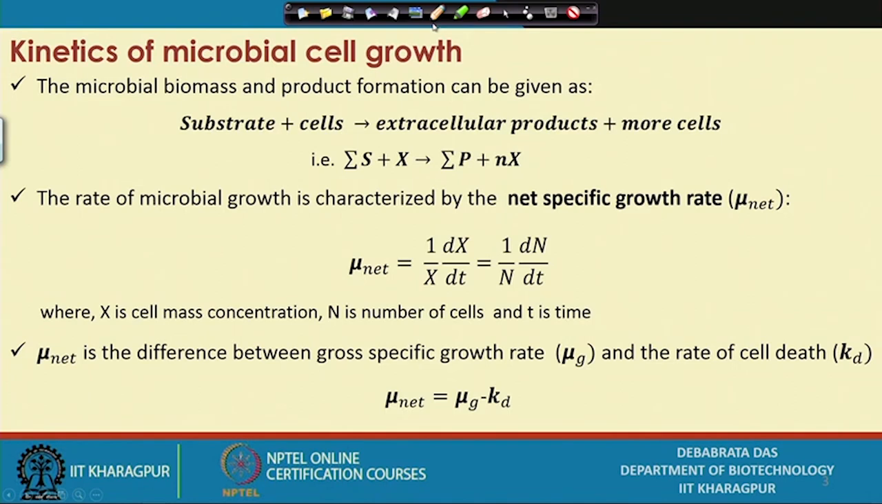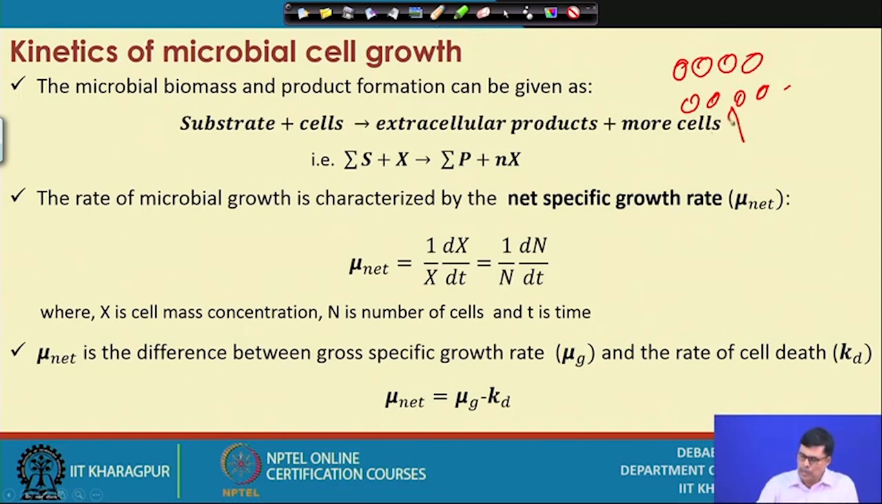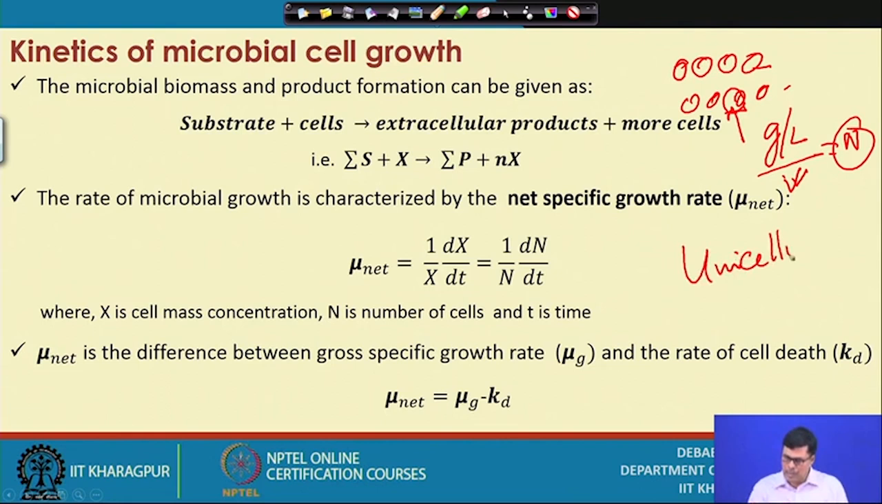Now, in the case of unicellular cells, the number is proportional to the mass. For example, bacteria are mostly unicellular cells. So we know the mass of one particular cell. If you know the concentration of cells, in grams per liter or milligrams per liter, and you divide by the mass of an individual cell, you get the number of cells. So number and mass are interconvertible in the case of unicellular cells, am I right? But in the case of multicellular cells, it is not possible. You have to consider only the mass of the cells.